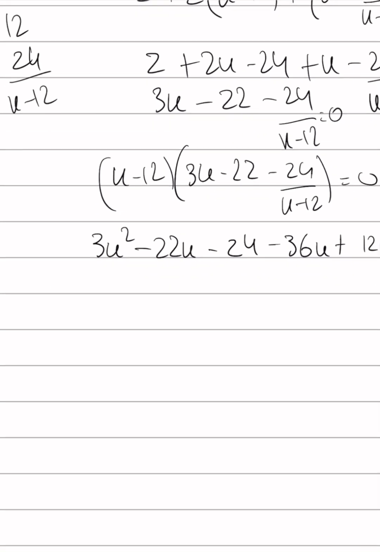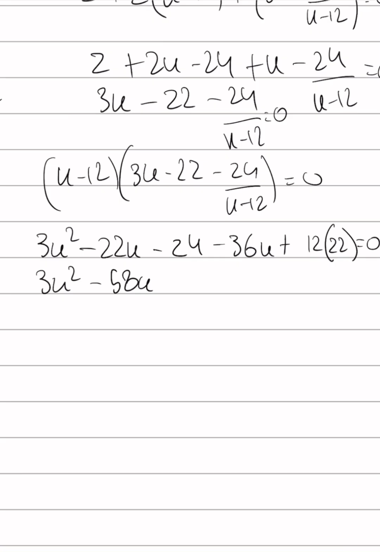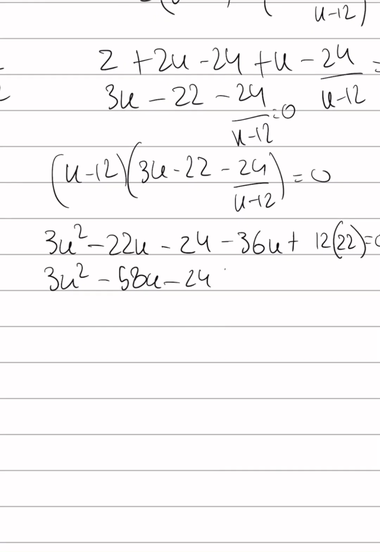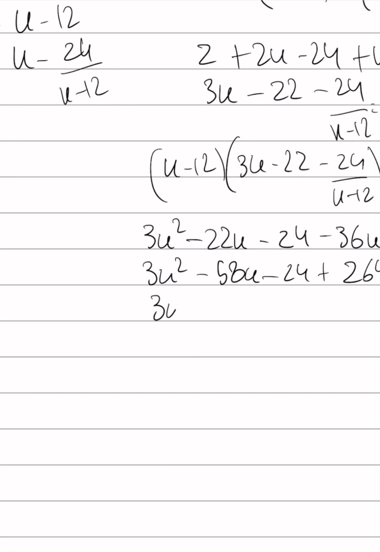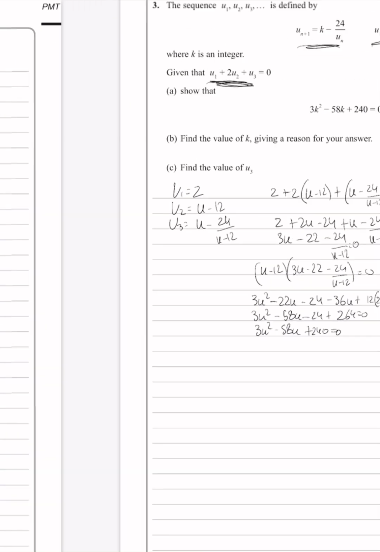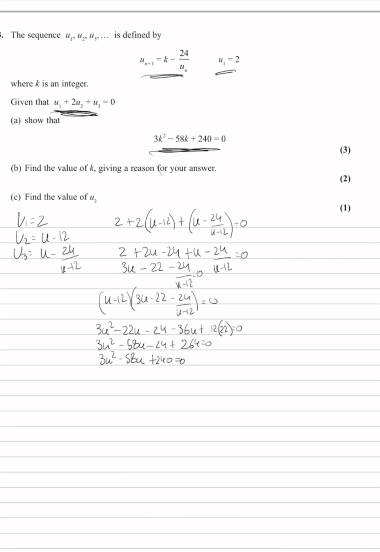Then simplifying this, it will be 3k squared minus 58k minus 24 plus 264. Then we simplify further, which would be 240, which is the same as the example given, so that's the right answer.